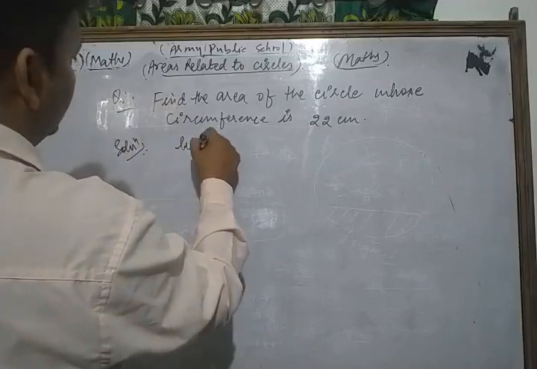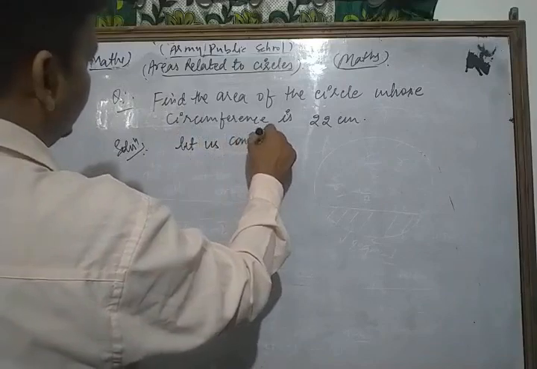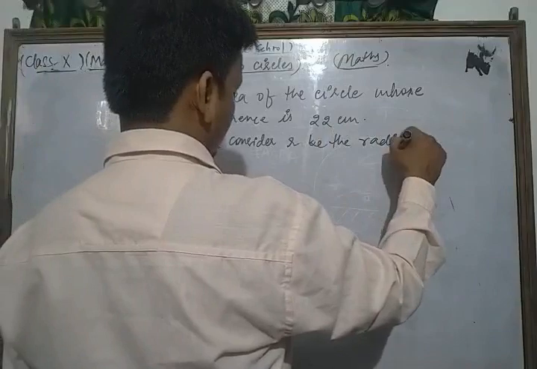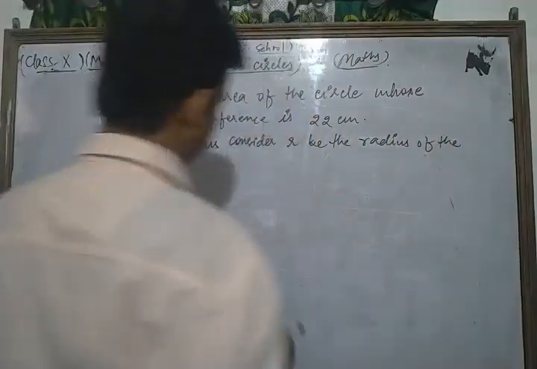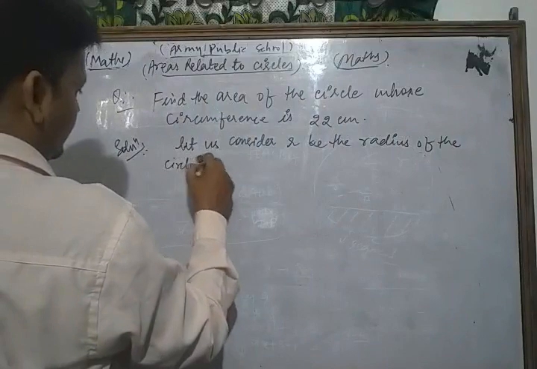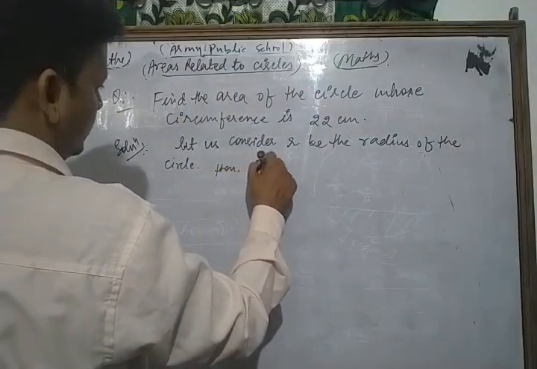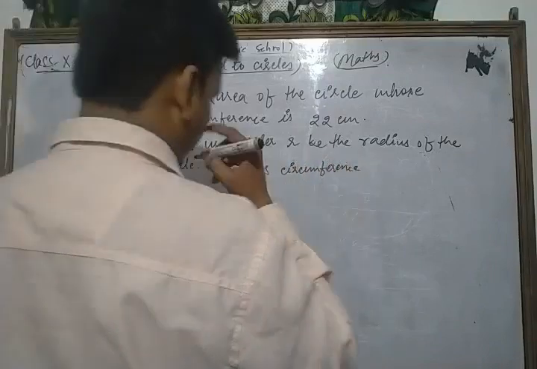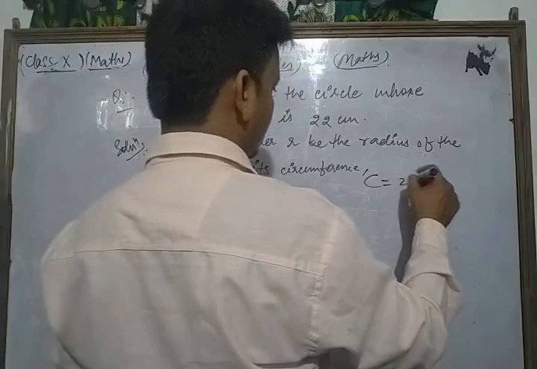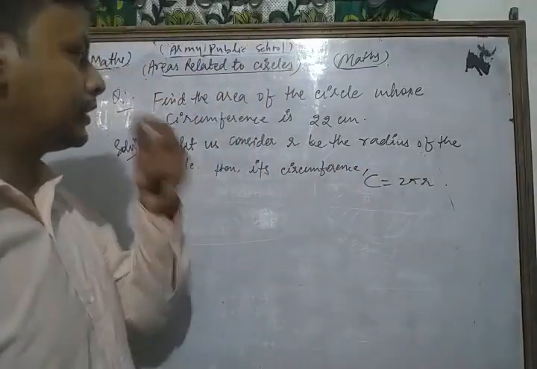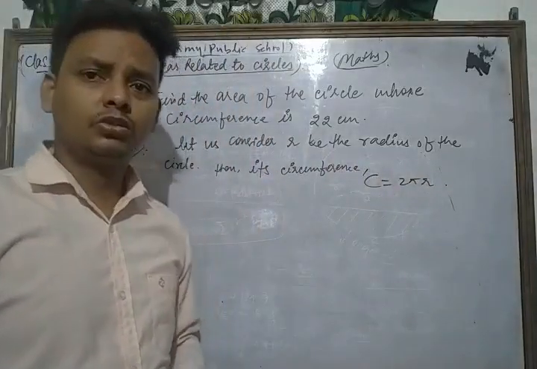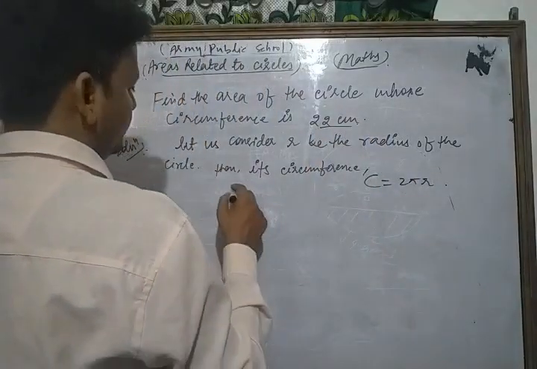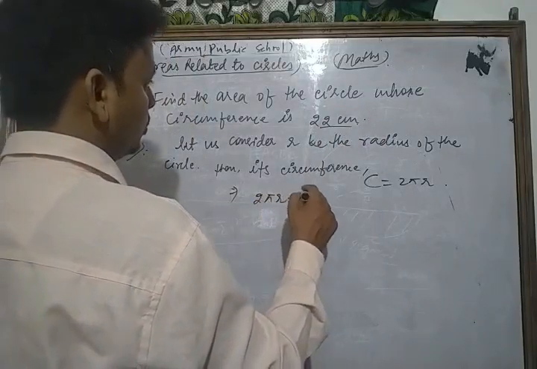So let us consider r be the radius of the circle. Then its circumference C will be what? 2 pi r. You know that very well. This is the formula for its circumference. So from there, here the circumference is 22. Okay, so we write 2 pi r is equal to 22.